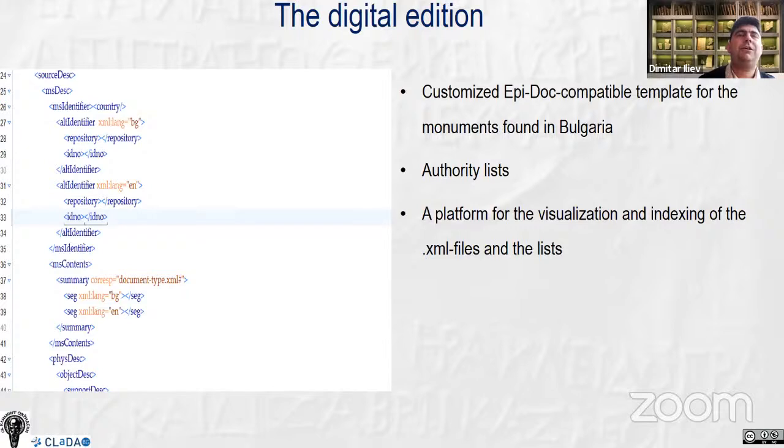You know very well the details of the digital edition. We have this customized EpiDoc template which is suitable for our monuments, and you have been using this throughout this week. And also you tried yesterday, and you hopefully are trying now, and we will discuss this, our platform for the visualization and indexing of the XML files and the list. The original platform with all of its functionalities is found on our website. What you have seen is, I don't know how many of you were able to run the portable version.